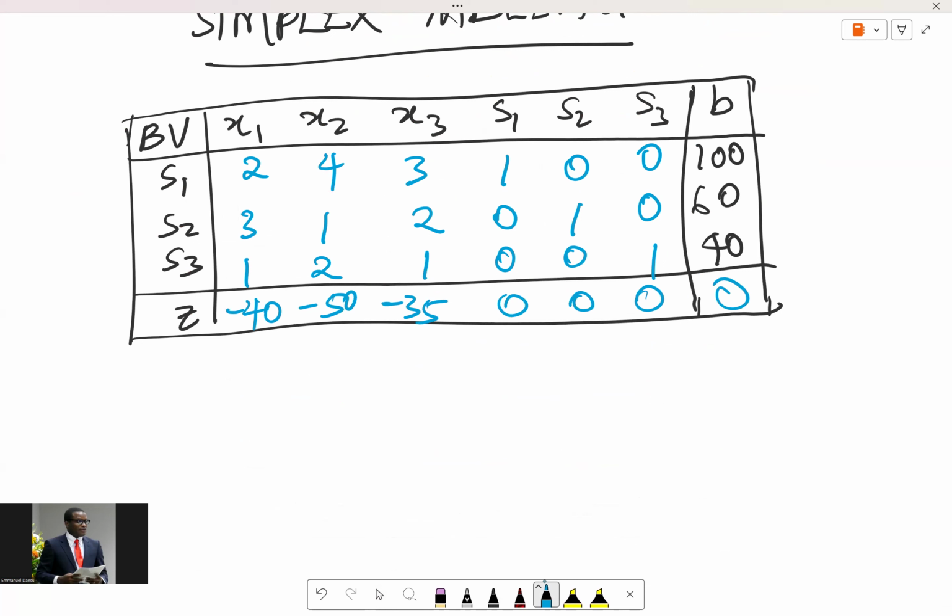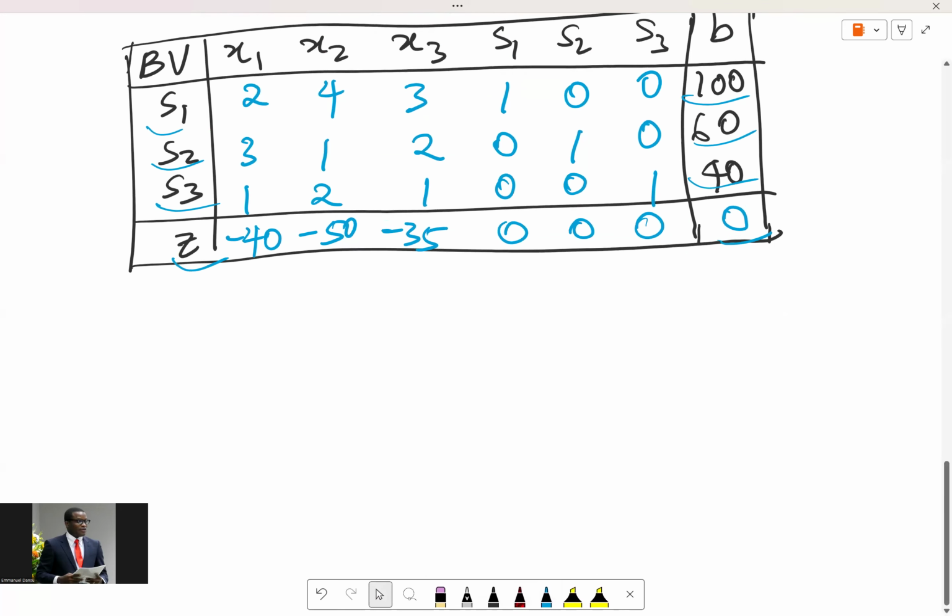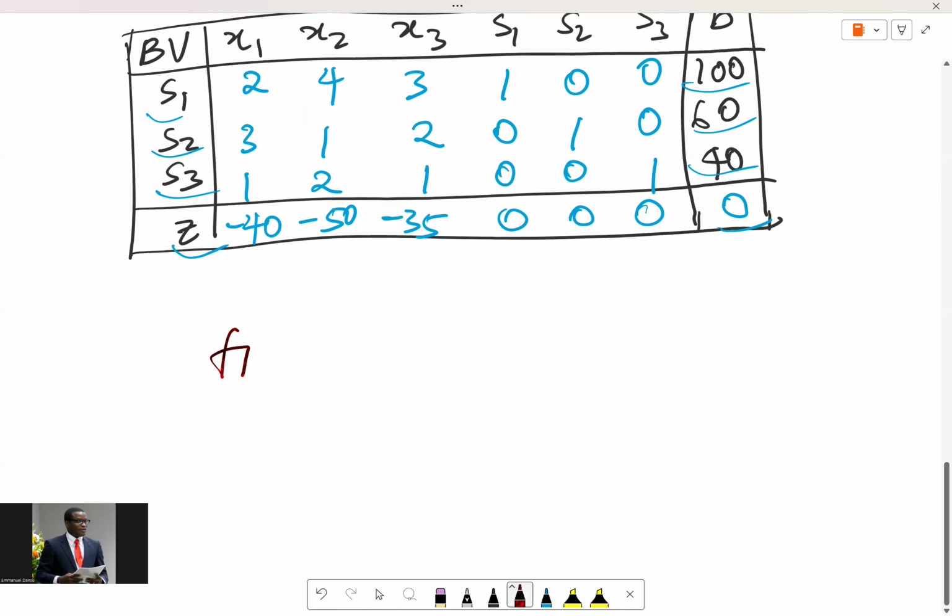So when we start out like that, the value of the objective function is zero. S1 is 100, S2 is 60, S3 is 40, and Z is zero in the beginning. So from here we can go for the first iteration. Let's go for the first iteration.